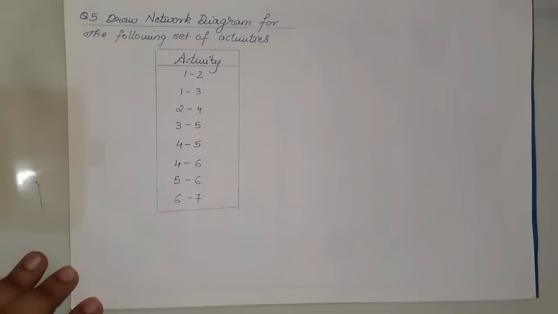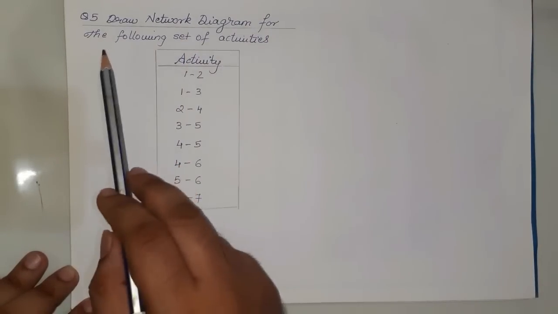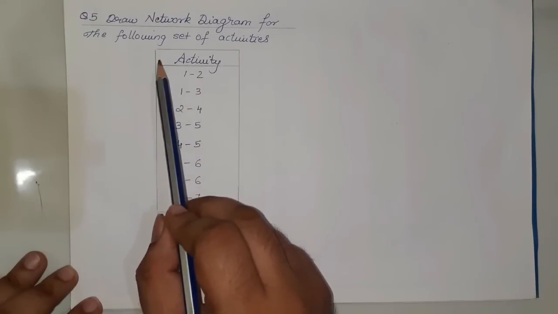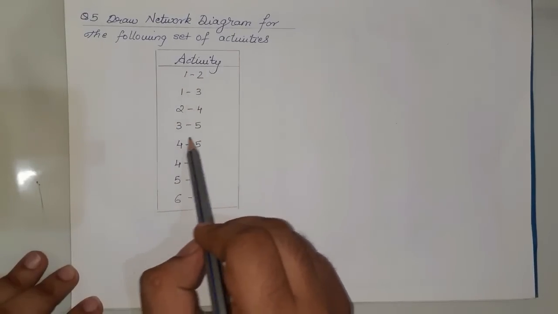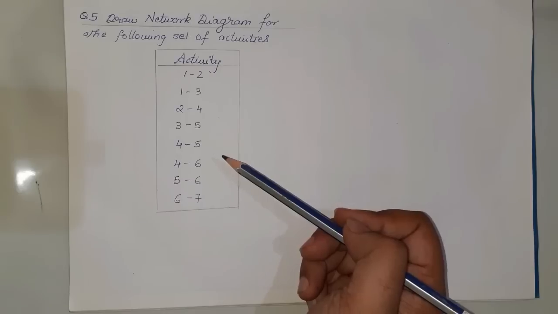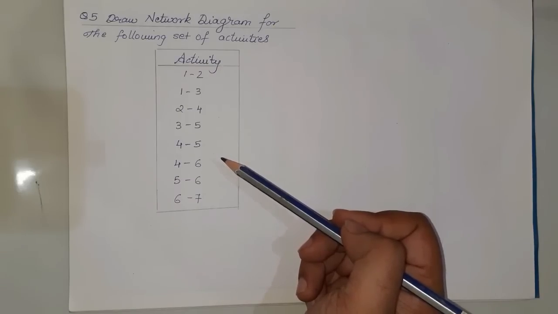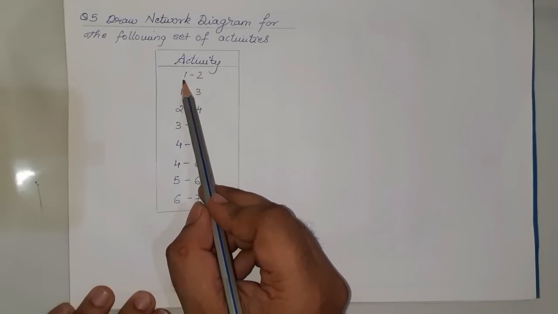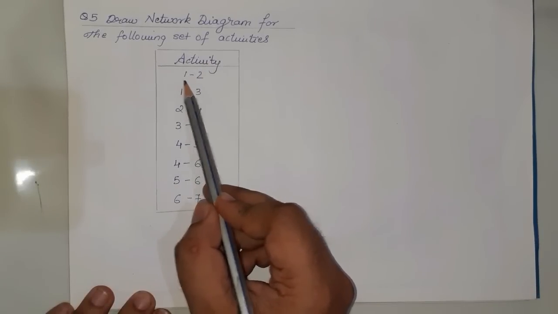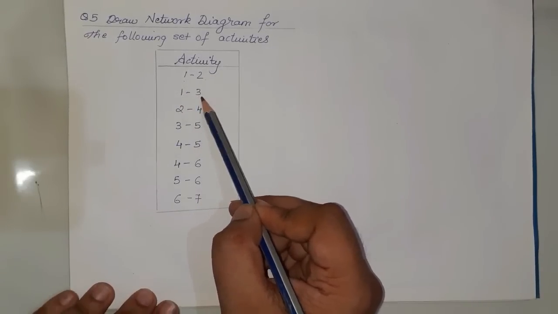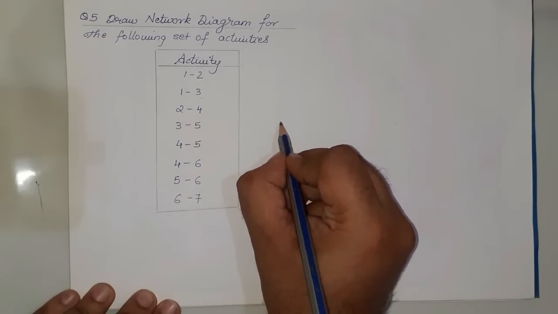Now question number 5 states: draw network diagram for the following set of activities. Activities here are given in the form of numbers, and the numbers represent the events. So they have directly given the activities based on events. Okay, so starting off with the sum, it can be seen that from event 1, event 2 is released, and from event 1 again, event 3 is getting released. So we'll start with event number 1.